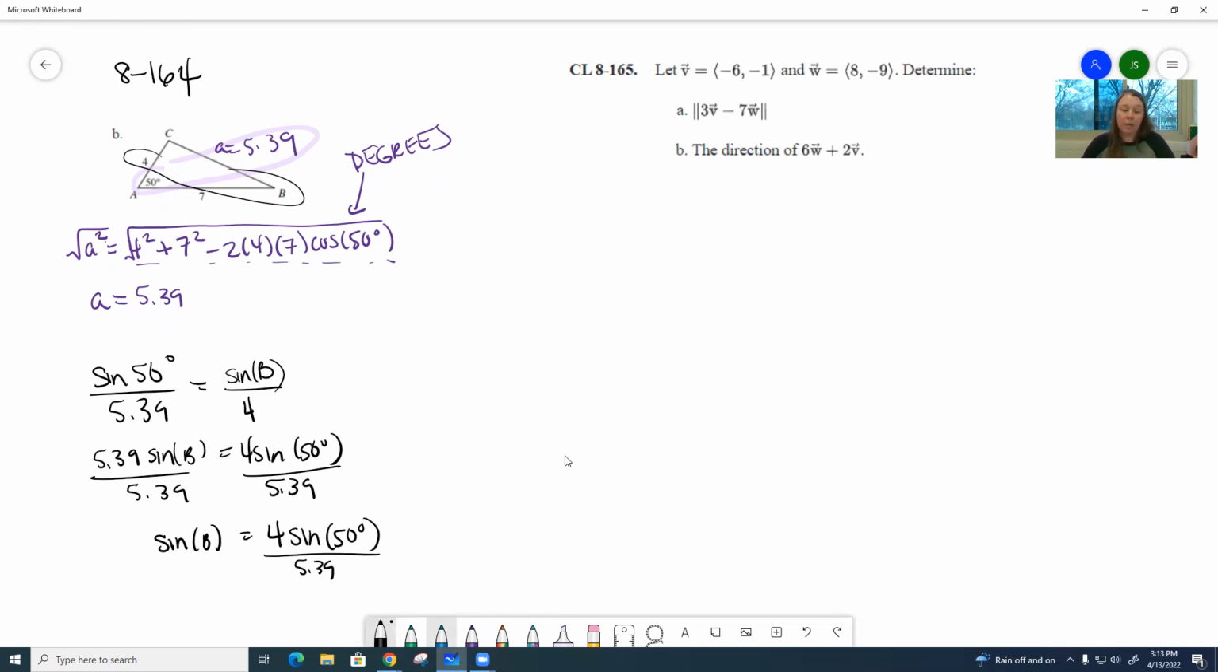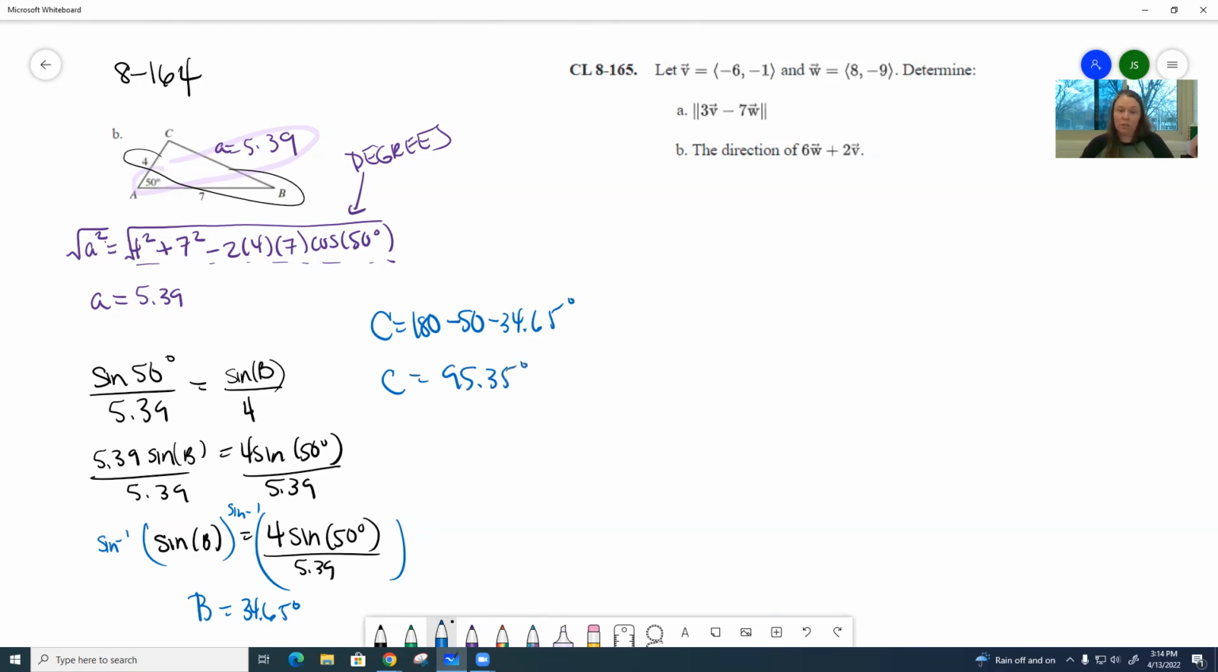So to get angle B, I would have to do the inverse sine of both sides. So I would have that angle B equals whatever the inverse sine of all that is, which is 34.65 degrees. And then to get my remaining angle C, I would just do 180, take away the 50, take away the 34.65, and then that would give me the 95.35 degrees for C.